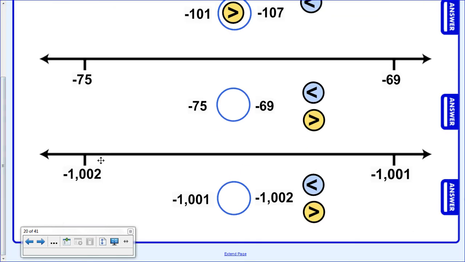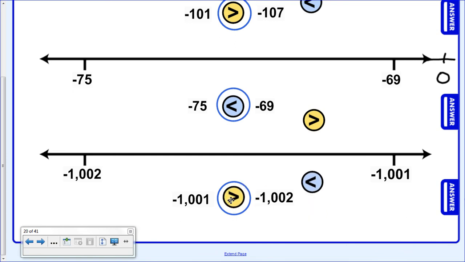Here's another one. So again, if we extend it out, we would have 0 over here somewhere. And now which one would be bigger, -75 or -69? Negative 69 is bigger. So negative 75 is less than negative 69. All right, let's look at another. Negative 1002 and negative 1001. Which one's bigger? Well, negative 1001, because even though it's only by 1, it's still closer to 0. So negative 1001 is greater than negative 1002.